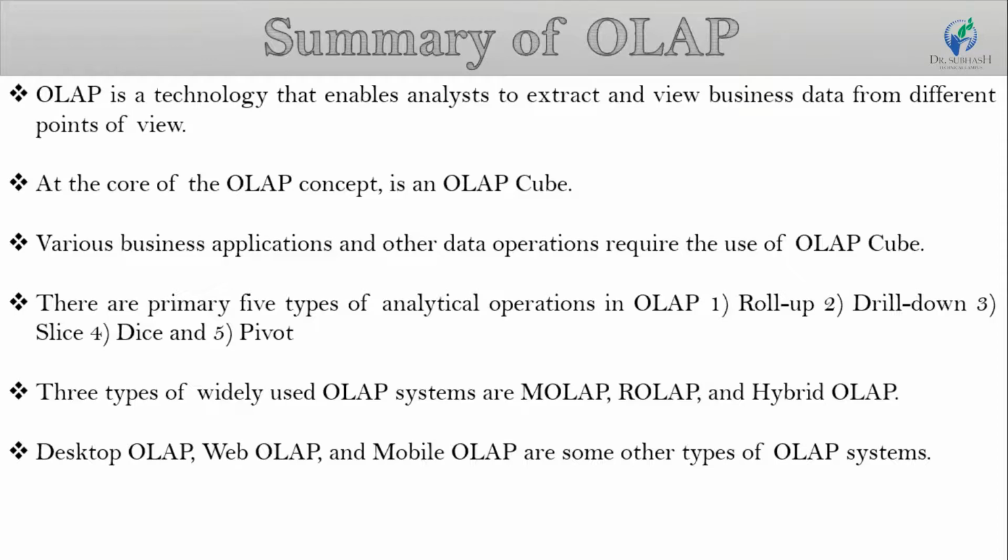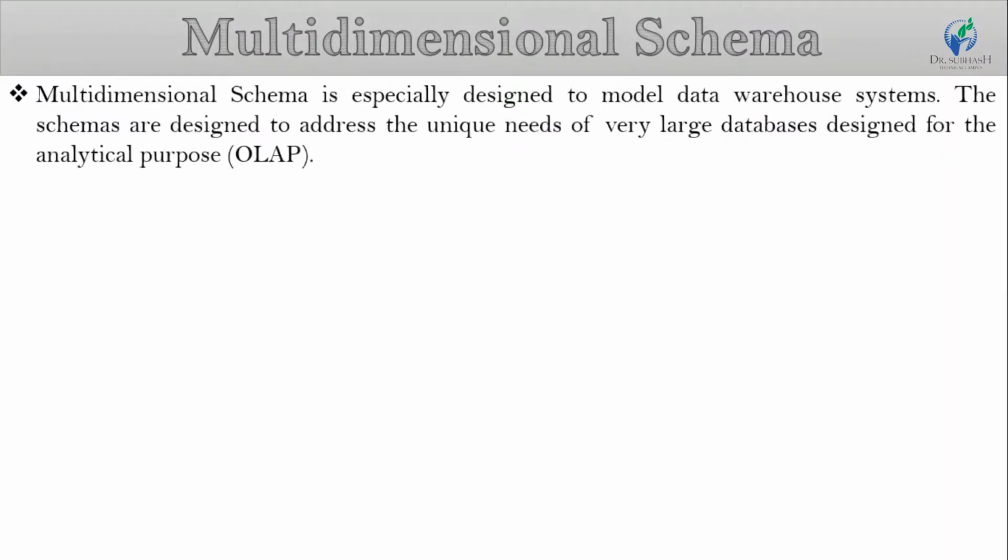Now I explain what is multidimensional schema. So multidimensional schema is especially designed for modern data warehouse systems. The schemas are designed to address the unique needs of very large databases and designed for the analytical purpose of OLAP. So basically, there are three types of data warehouse schemas.